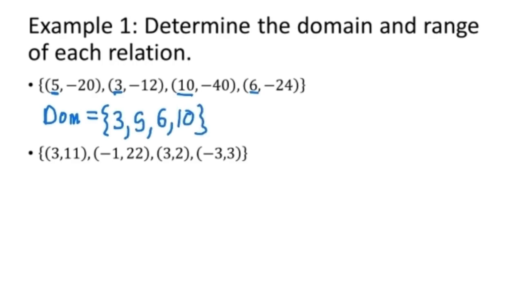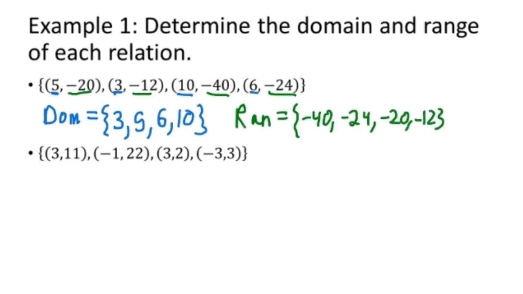in numerical order. The range would be the set of all the output values. Here we'll see the output values are -20, -12, -40, and -24. And again, we'll list them in numerical order, even though the order does not matter. So our domain is the set containing 3, 5, 6, and 10, while our range is the set containing -40, -24, -20, and -12. Next, we'll find the domain and range of our second set of ordered pairs.